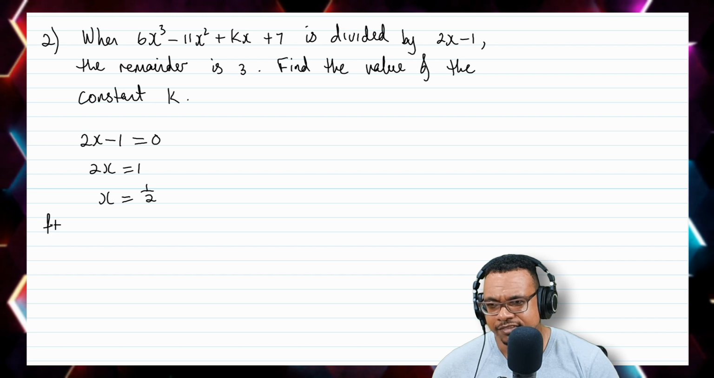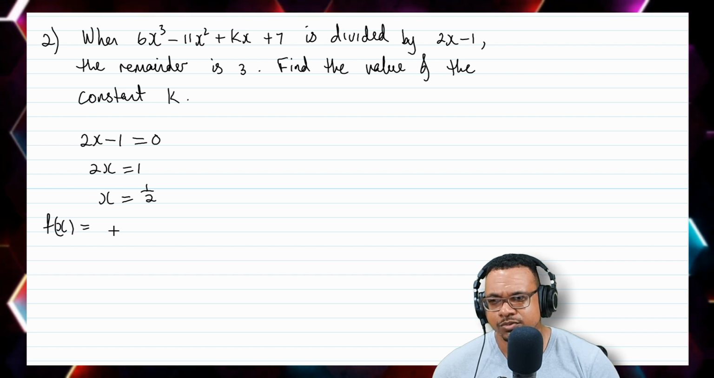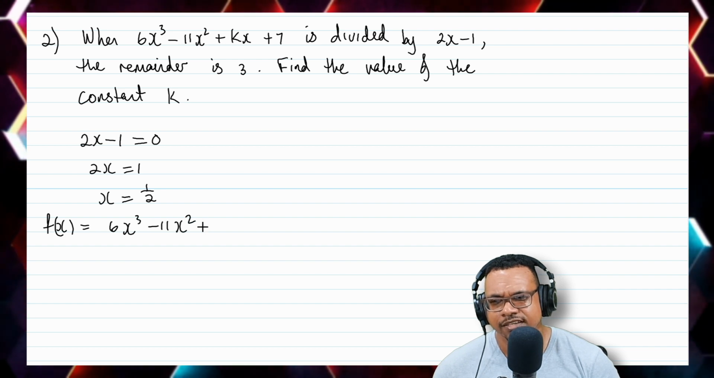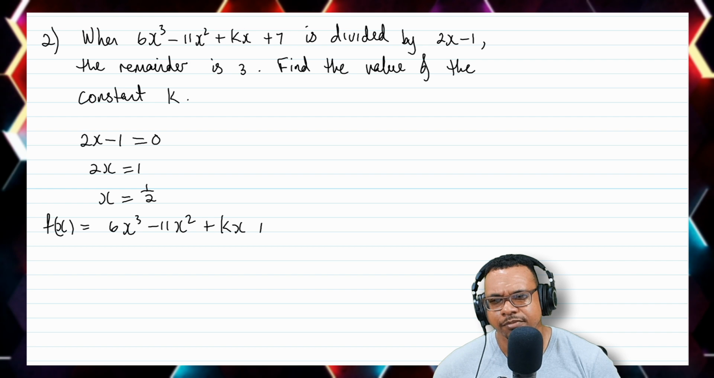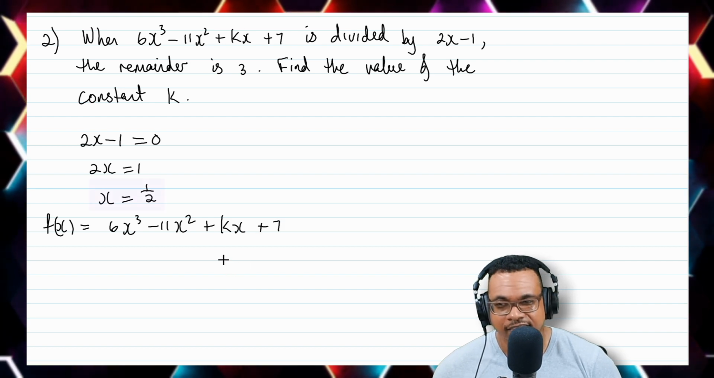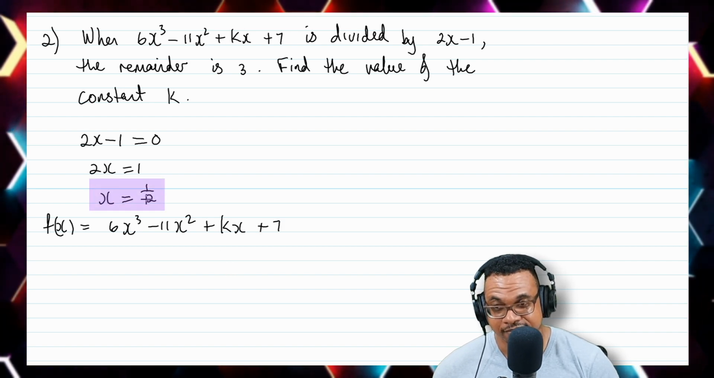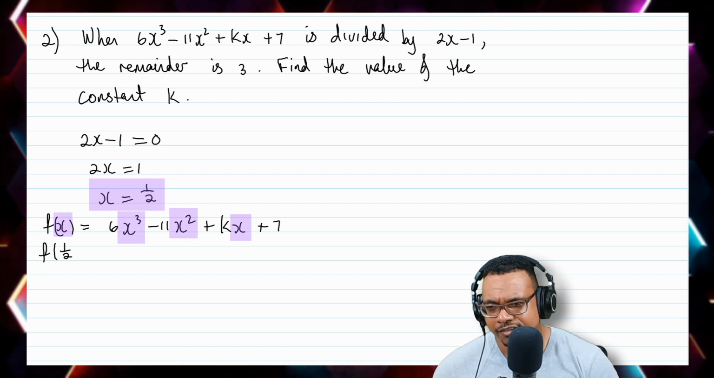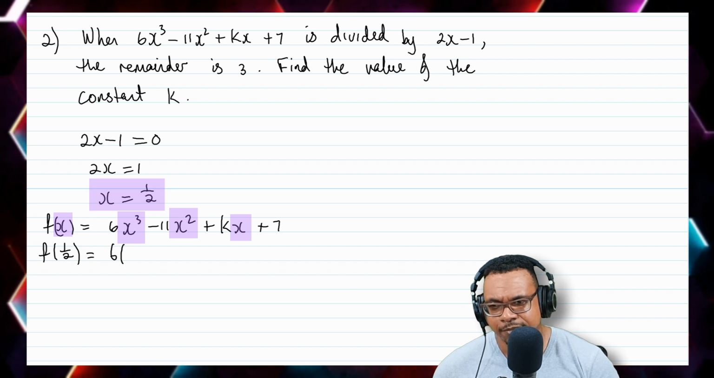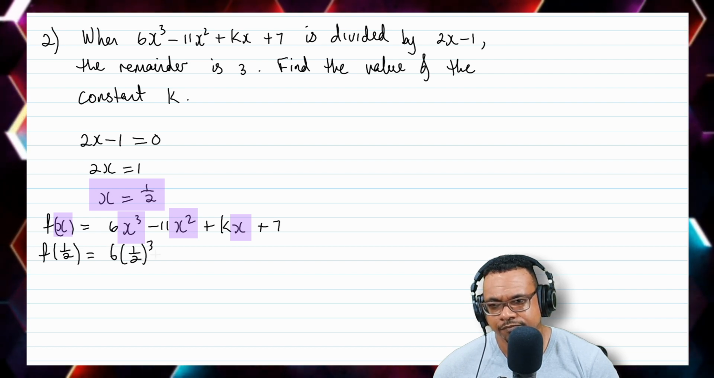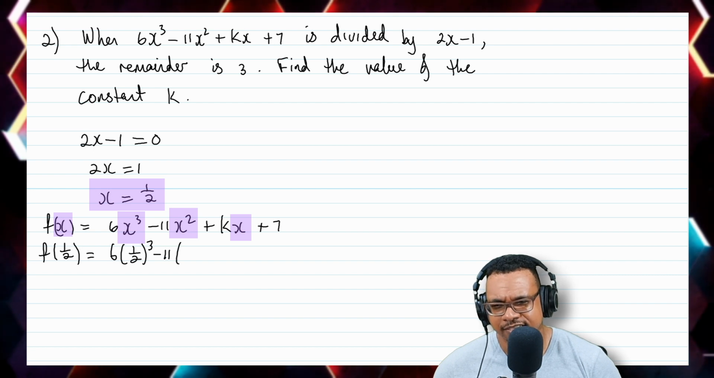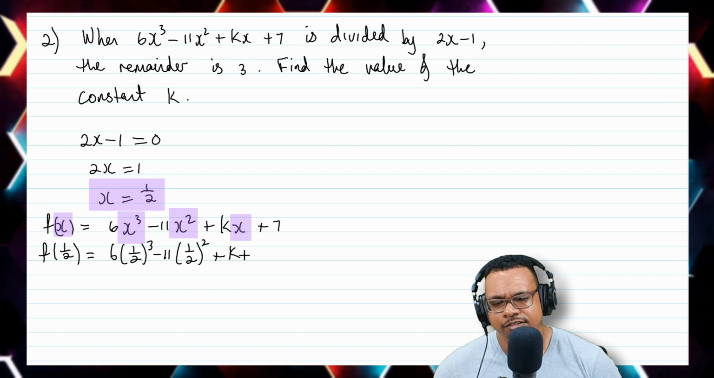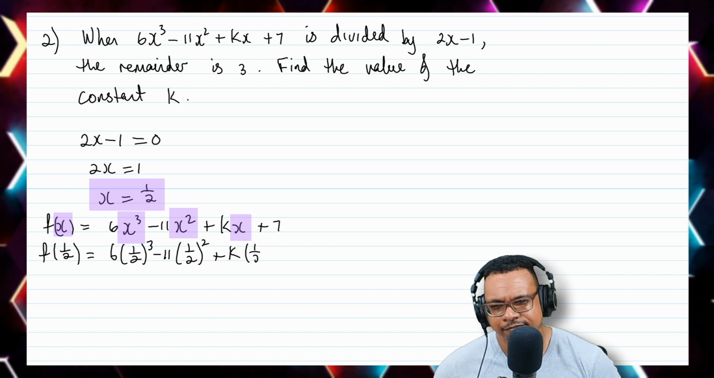Then I'm going to write out my dividend, which is f of x is equal to 6x cubed take away 11x squared plus kx plus 7. Then I'm going to substitute my answer I got for my variable, x is equal to 1/2, into the dividend. So I'm going to have f of 1/2 is equal to 6 times 1/2 cubed. Take away 11x squared, so that's 11 times 1/2 squared. Plus kx, so that's k times x, so that's k times 1/2.